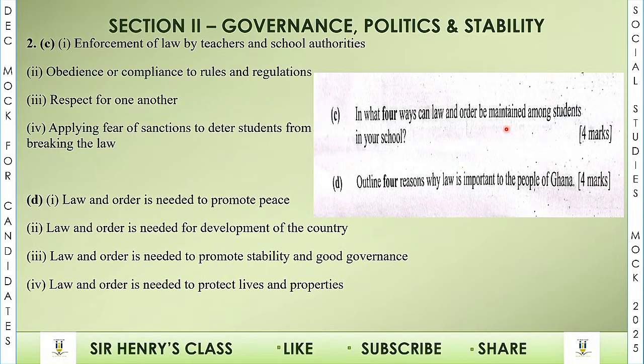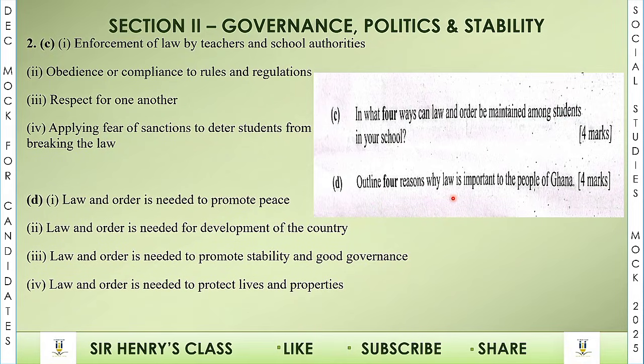2C says, in what 4 ways can law and order be maintained among students in your school? So 1, enforcement of the law by teachers and school authorities. 2, obedience or compliance to rules and regulations. So we must sensitize the kids to know that it is their duty to be obedient and comply to the laws and rules and regulations in the school. Respect for one another. Applying fear of sanctions to deter students from breaking the law. All these are some ways that you can maintain law and order among students in the school.